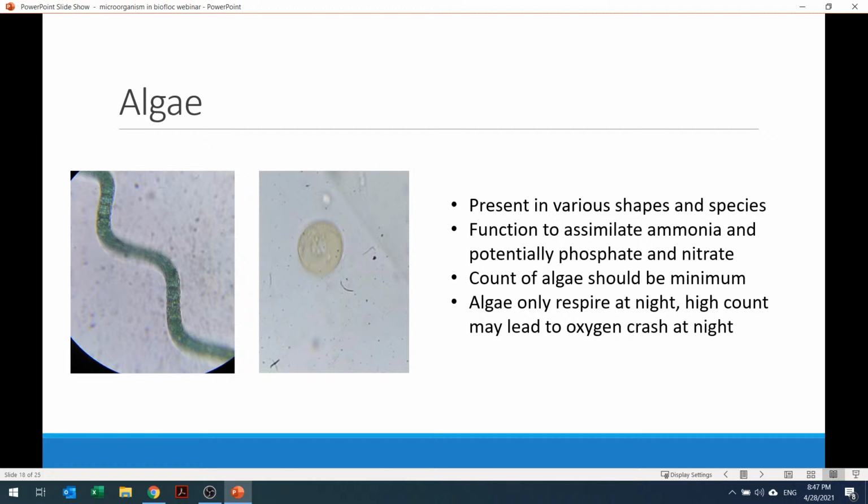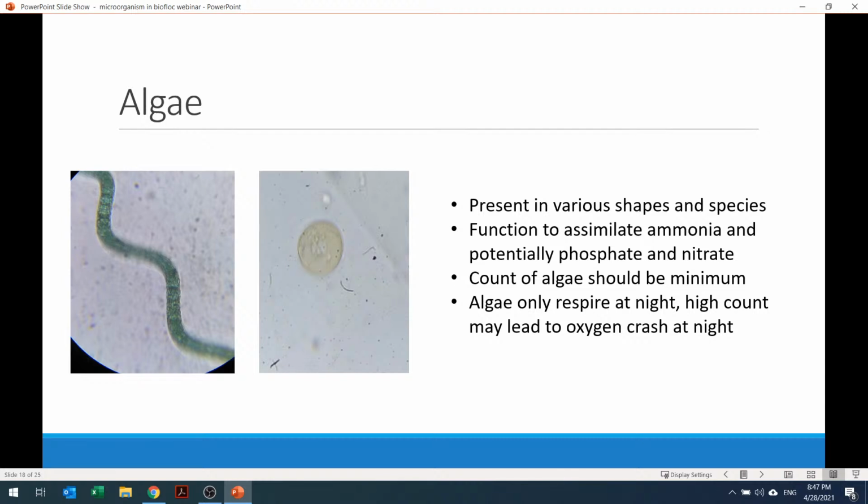The algae in biofloc function to assimilate ammonia and potentially phosphate and nitrate. In the presence of sunlight or artificial light, they will undergo photosynthesis that will eventually increase the oxygen level inside the biofloc system. As the biofloc system requires a high dissolved oxygen level, the net production of oxygen by the algae is also important. However, the amount or count of algae in the biofloc system should be at the optimum level.